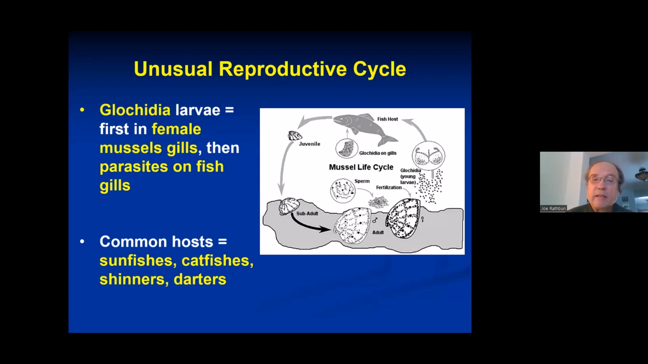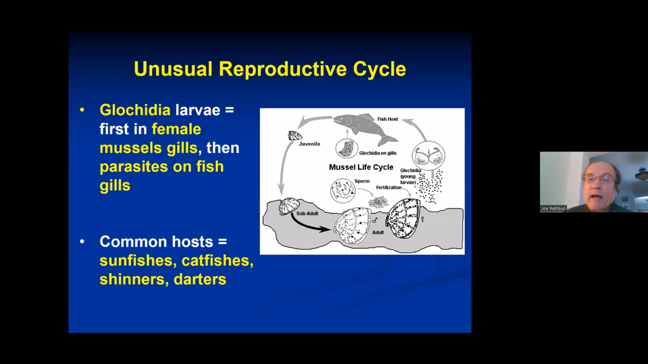The female takes it in as she filters for food and dissolved oxygen. That fertilizes the eggs, which she holds seasonally in some specialized gill filaments. I'll show you pictures of this in a minute. And those fertilized eggs develop into a type of larva called a Glochidia larva, which looks like a miniature clam.